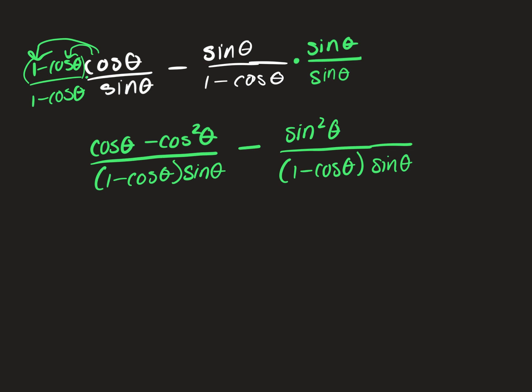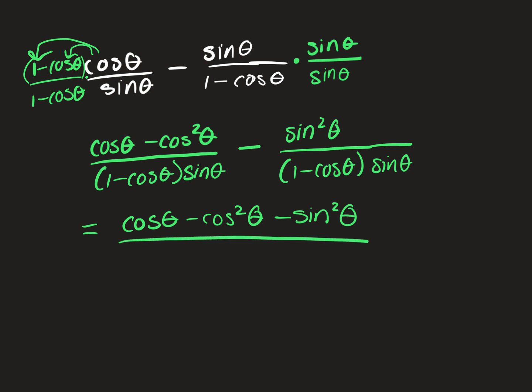So now basically you just kind of smush those together, right? So I have cosine minus cosine squared minus sine squared over just one of those denominators. Because once you add or subtract fractions after they have the common denominator, you're just working with the top, and the denominator stays the same.